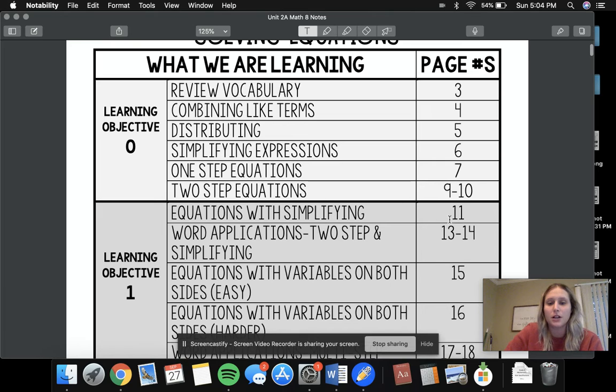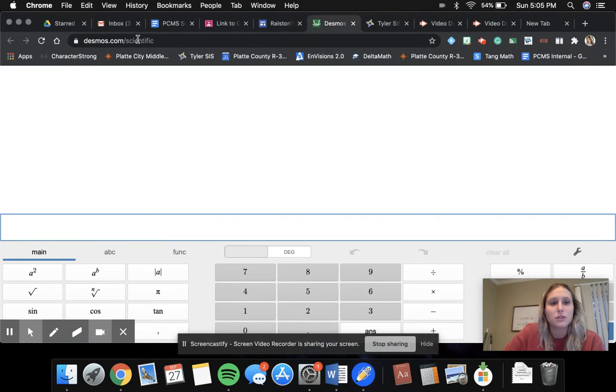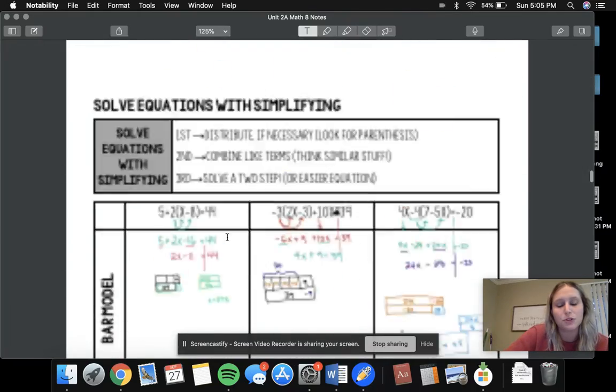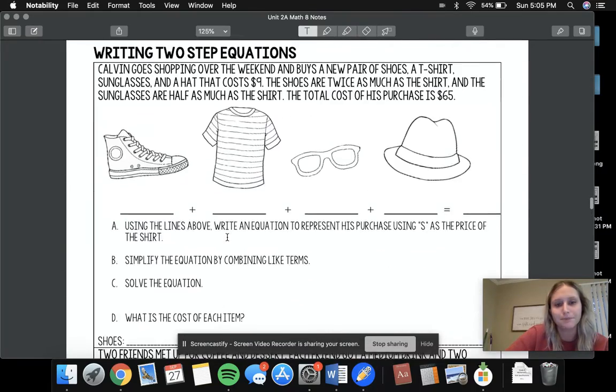In our binder, in our notes, we are on page 13 and 14. I would also have your calculator out. If you do not have a calculator with you, you can go through Google Classroom and go to my webpage where there is a link to the calculator. Or you can also just go to desmos.com/scientific. I like this calculator a lot. I sometimes even like it more than the regular calculator. So let's go ahead and go to page 13 and 14.